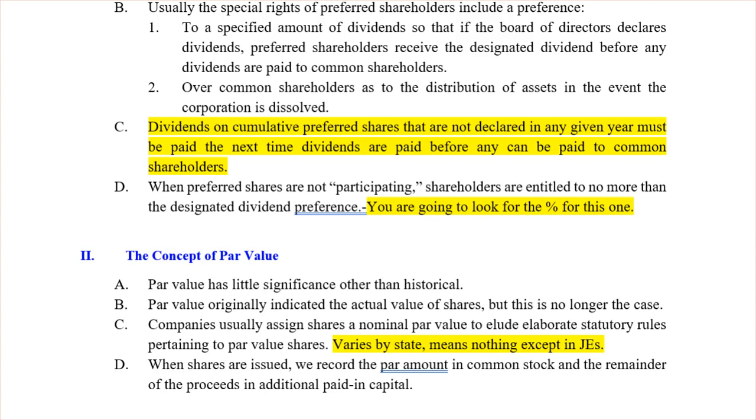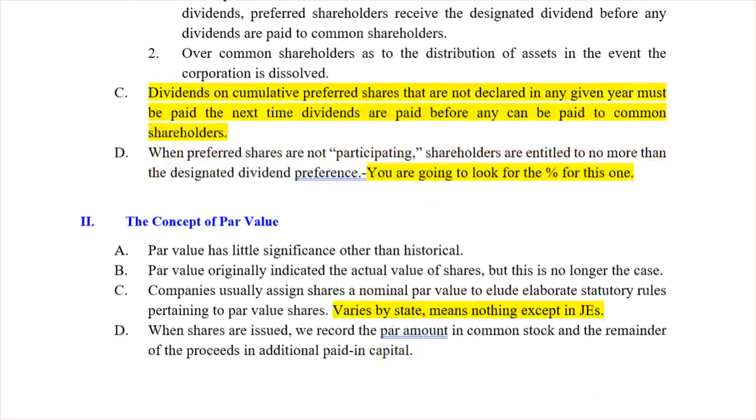Par value is so arbitrary, and it depends on where the company is incorporated. That's what they say. Varies by state. It means nothing except in our journal entries. And when we have it in our journal entries, it affects us. It affects us when we have common stock that is distributable on dividends. It affects us when we have the issuance of stock. There's various places where it does show up as an issue.